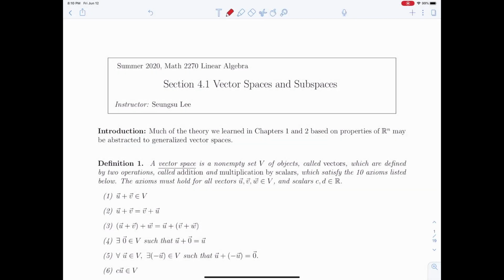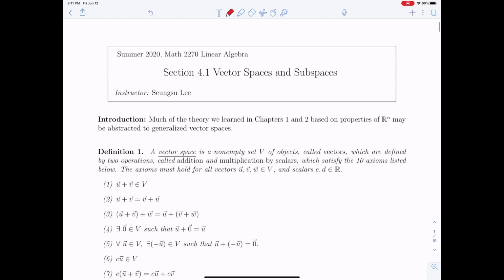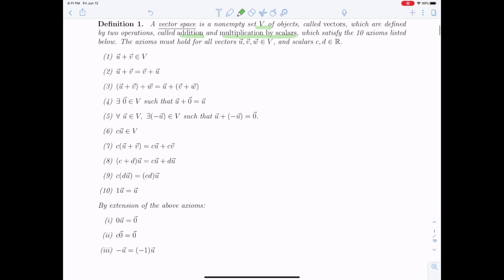So in chapter 4, we'll go over all the concepts we have learned, and we'll generalize them in terms of vector spaces. So let us discuss the definitions and examples about the vector space in this section. So the vector space is a set of vectors V with two different operations called addition and scalar multiplication, and they should satisfy the following 10 axioms below.